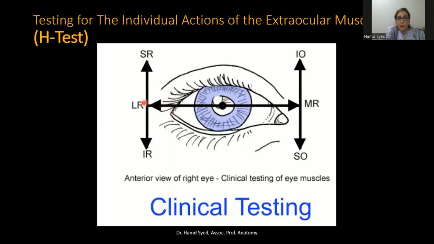And then in the abducted position, now the patient will be asked to look upwards, which checks for the integrity of the superior rectus muscle. And then the patient will be asked to look downwards, which checks for the integrity of the inferior rectus muscle. So this makes an H sign, and we have checked the individual actions of the extraocular muscles.